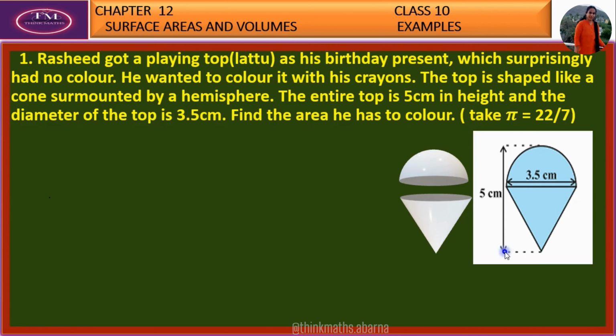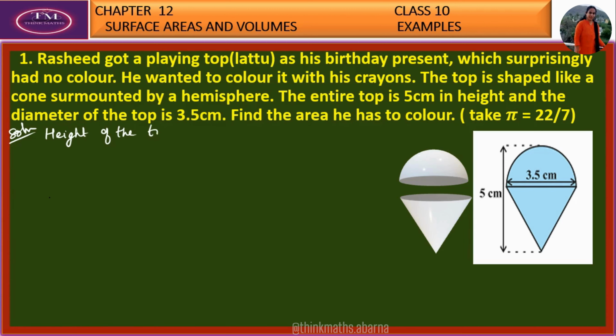The height of the toy is 5 centimeter and the diameter of the toy is 3.5 centimeter. So the base diameter is 3.5 centimeter for the hemisphere as well as for the cone. So let us start calculating. What is all given here? The height of the toy.